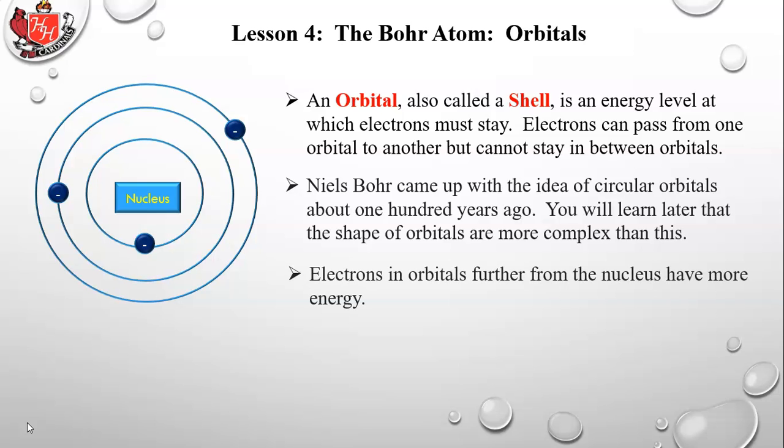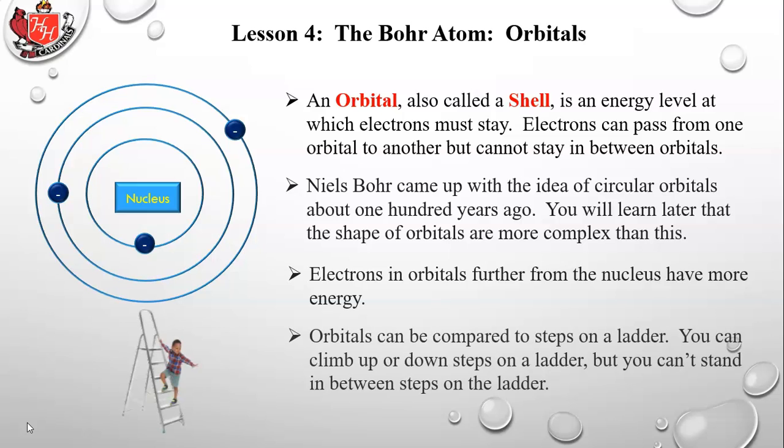Electrons in orbitals further from the nucleus have more energy. So the nucleus is pulling the electrons in. As they gain energy, they're able to move out away from the nucleus and into higher and higher energy levels. Orbitals can be compared to steps on a ladder. You can climb up or down steps on a ladder, but you can't stand in between steps on a ladder.